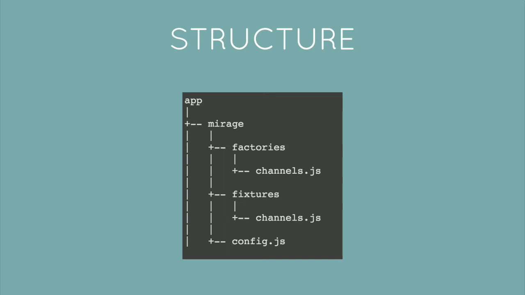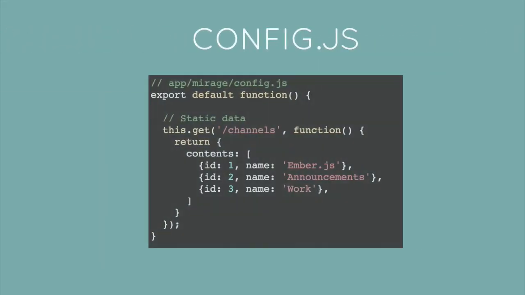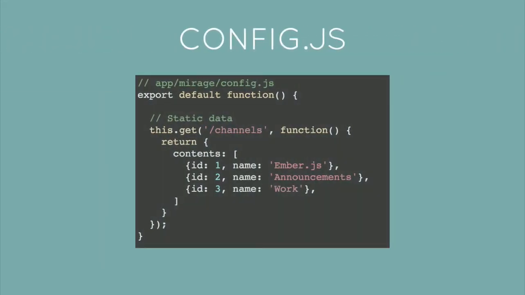And then we have a config file, which is going to define all our routes, for when you want to make an API call to /users or /contents or something. And yeah, so let's go into that. So the config.js file basically can look like this.